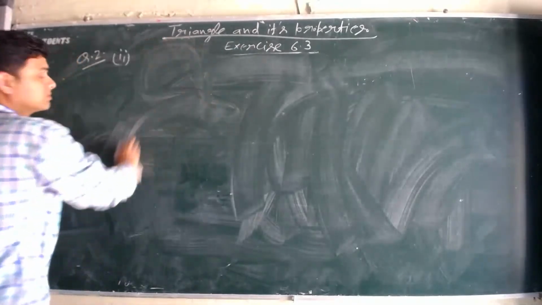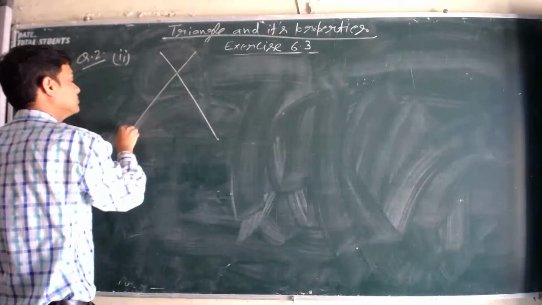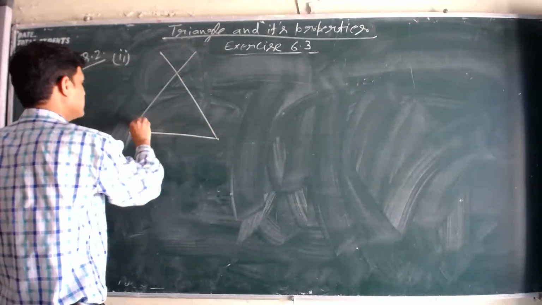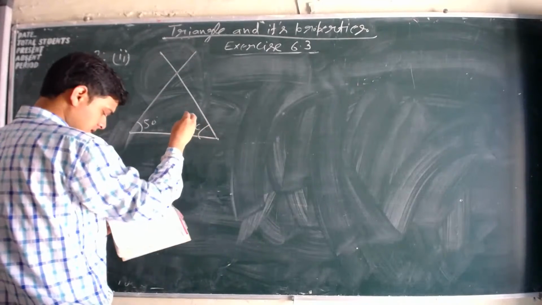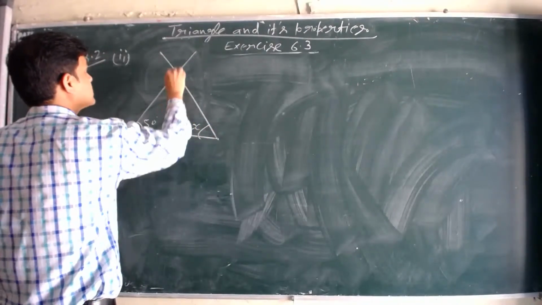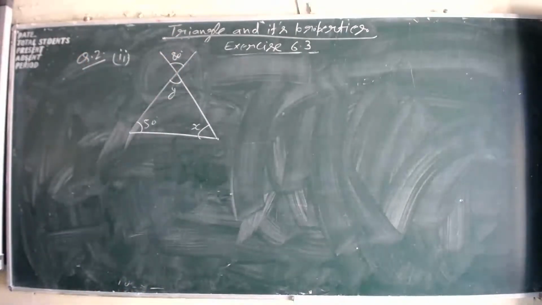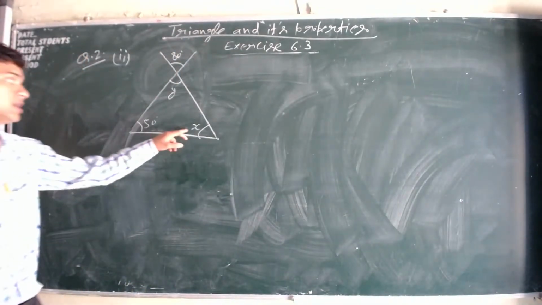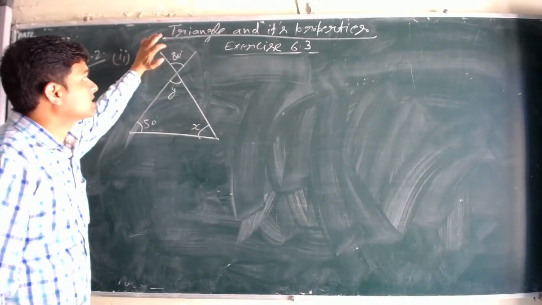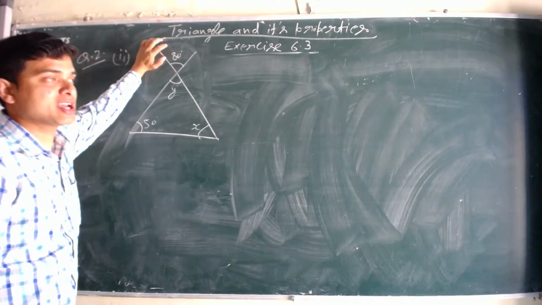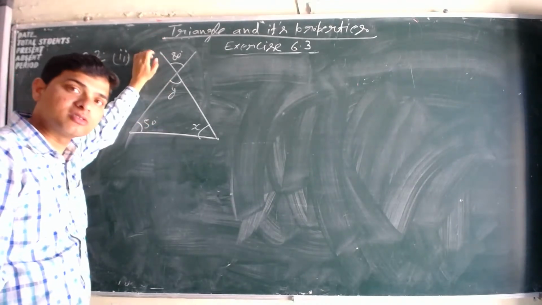क्लियर? This angle is equals to 50, this angle is equals to x, and this angle is equals to y, and this angle is equals to 80. Clear? Now the question is that how we can calculate x and y value. Okay. First of all, we have to check 80 degree is the exterior angle of this or not.